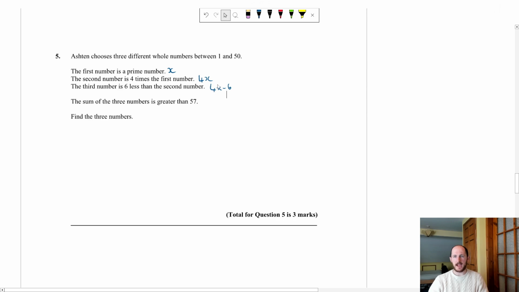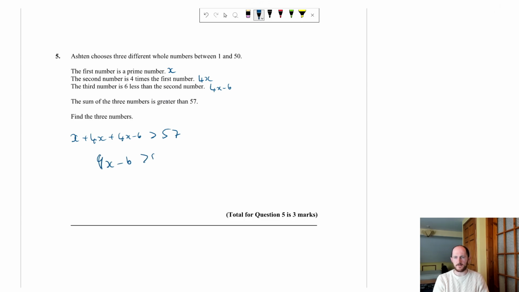But anyways, if I add all of those up, it should be bigger than 57. So x plus 4x plus 4x minus 6 is greater than 57. So we get, no, not 6x, 9x minus 6 is greater than 57. So 9x is greater than 63. 63 is 7 times 9. So x has to be bigger than 7. This is interesting because we could technically use this to get our value that's equal to 57.